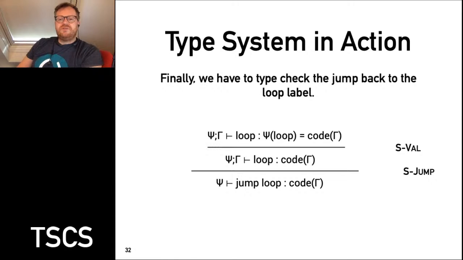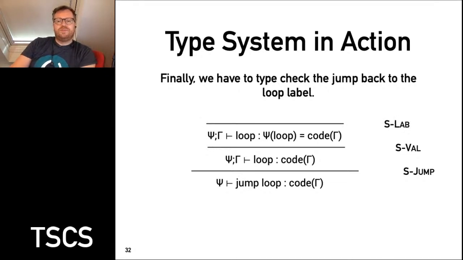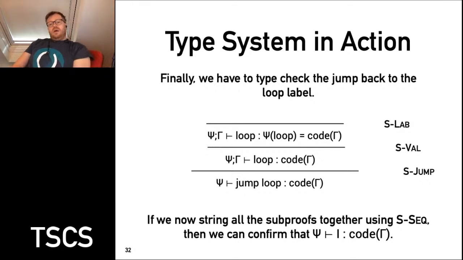And then we can use the sval rule and find again that our heap typing contains that loop is typed as code gamma, or can be typed as code gamma, and then we're good because we don't change the register assumptions here. Slab gives us that, and then we're good. And if we now string all the subproofs together using this S sequence, we can now confirm that we have a valid heap typing for our complete instruction set I for the complete program.